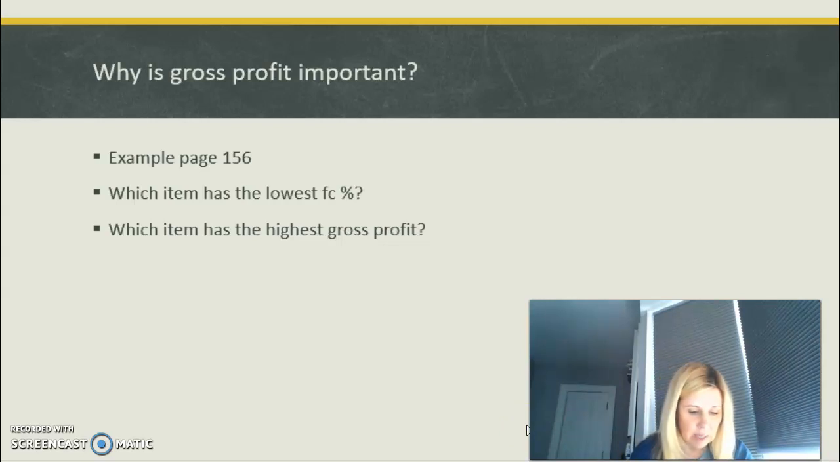We'll turn to the next page. Which one had the highest gross profit? Which one had the highest gross profit? Well, that would be what? What would have the highest gross profit? The steak, right? So if you look at it, the pasta ran a really good 22% food cost. The steak ran a 41.